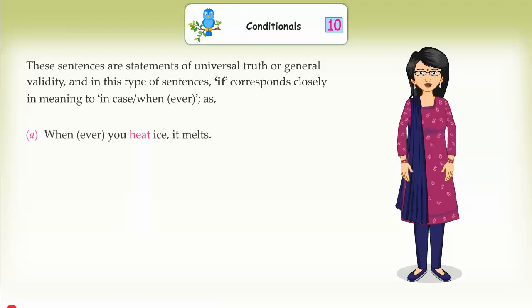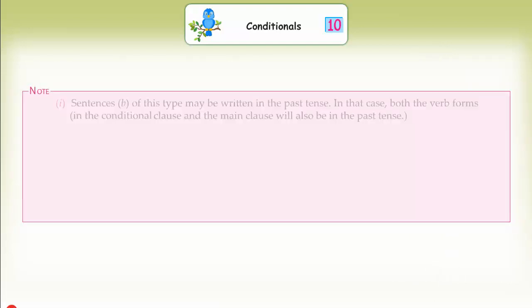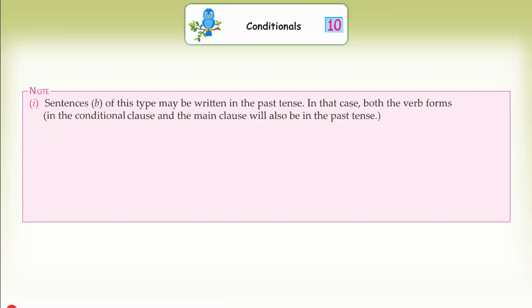A. Whenever you heat ice, it melts. B. In case I make a promise, I keep it. Statements in this form commonly appear in factual or explanatory discussions, particularly scientific and technical material. The tenses in both the if clause, conditional, and the main clause are the same. Note: 1. Sentences B of this type may be written in the past tense. In that case, both the verb forms in the conditional clause and the main clause will also be in the past tense. Example: If I made a promise, I kept it.